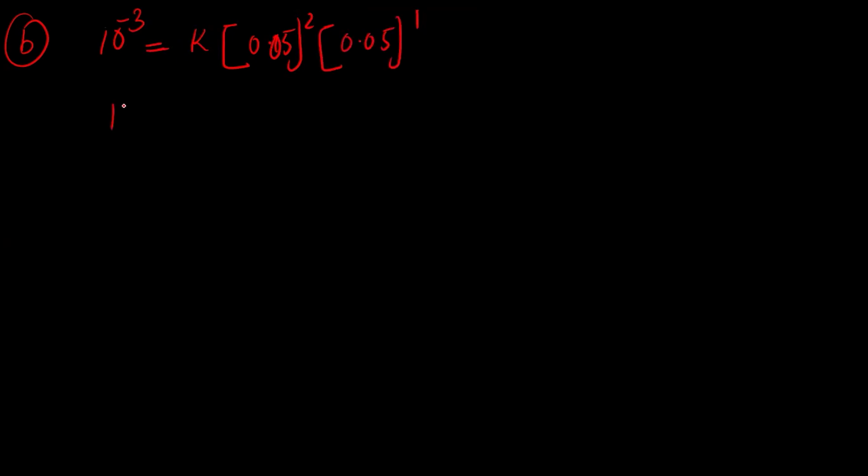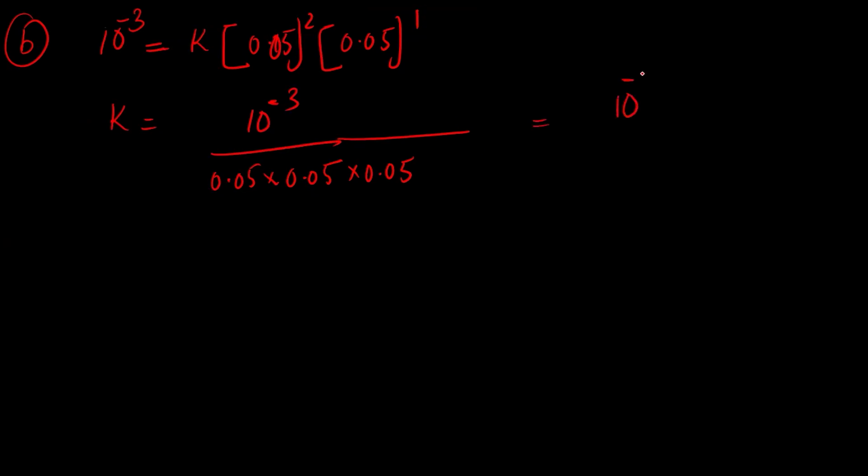What will we get? K is equal to 10 to the power minus 3 divided by 0.05 times 0.05 times 0.05. 5 times 5 is 25, times 5 is 125, right? So we get 10 to the power minus 3 divided by 0.000125. Then to remove the decimal places, you can take this 10 to the power minus 3 to the bottom side.